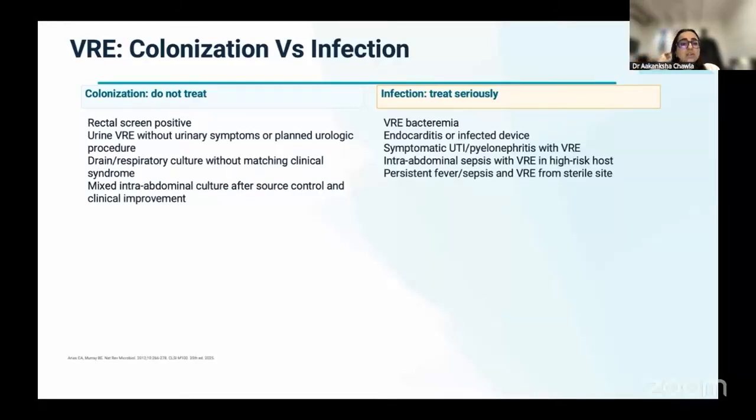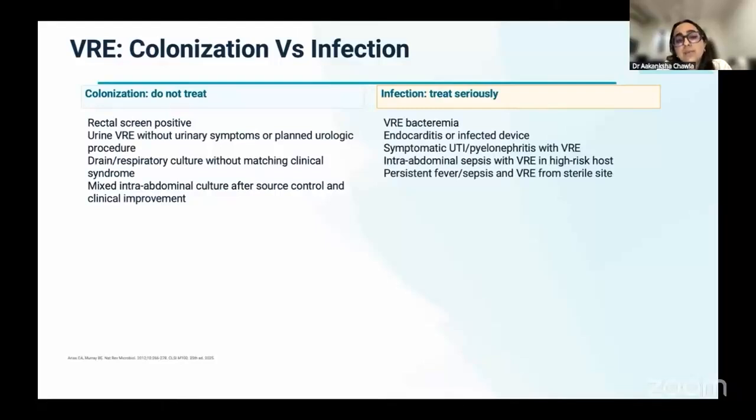sample in the culture. A drain or respiratory culture, and there is no presence of any obvious respiratory symptoms or any consolidation or any positive findings on your radiology. Then mixed intra-abdominal culture after source control and clinical improvement. It's usually colonizers that you're dealing with.